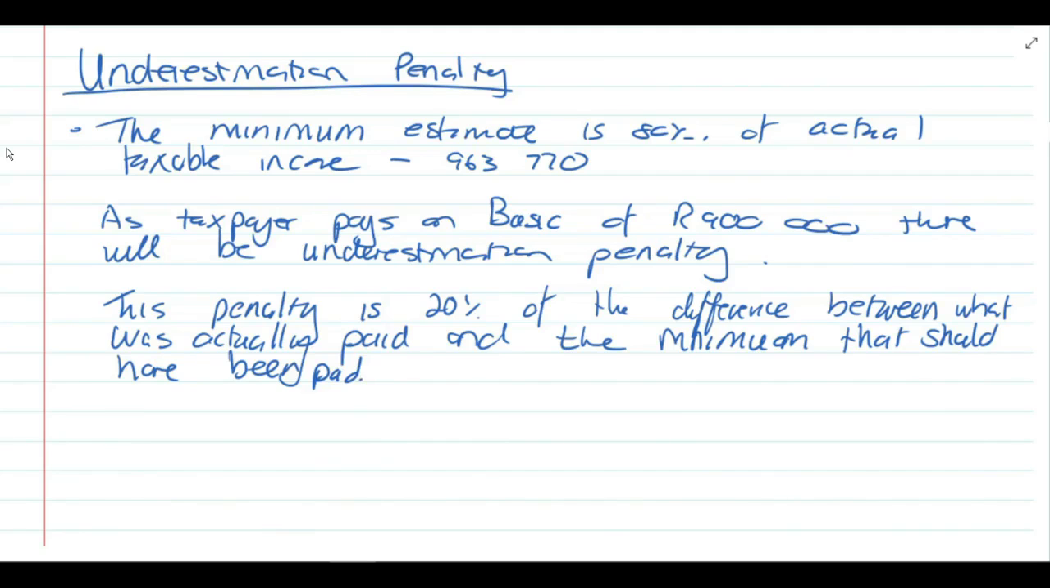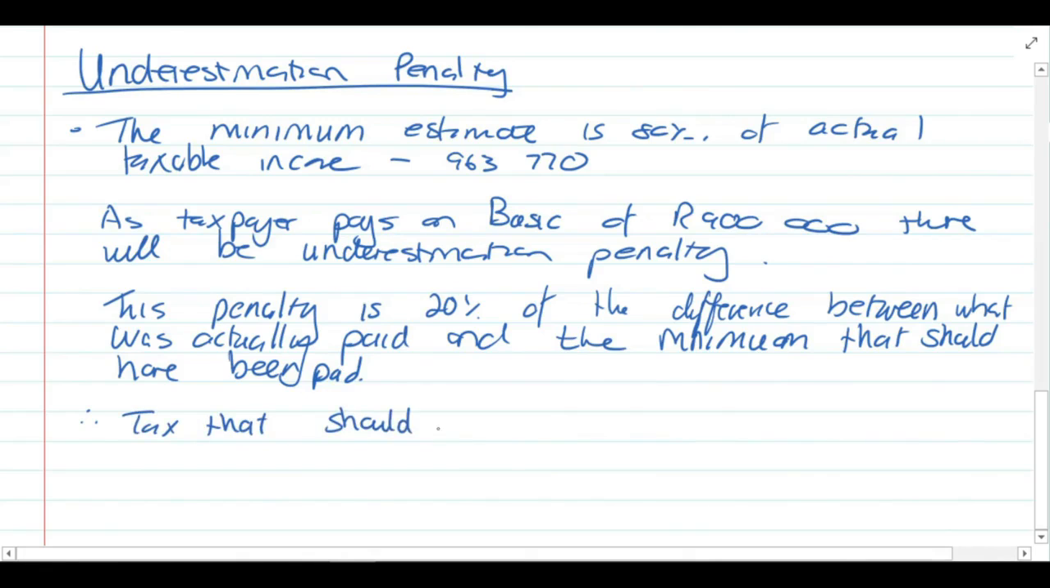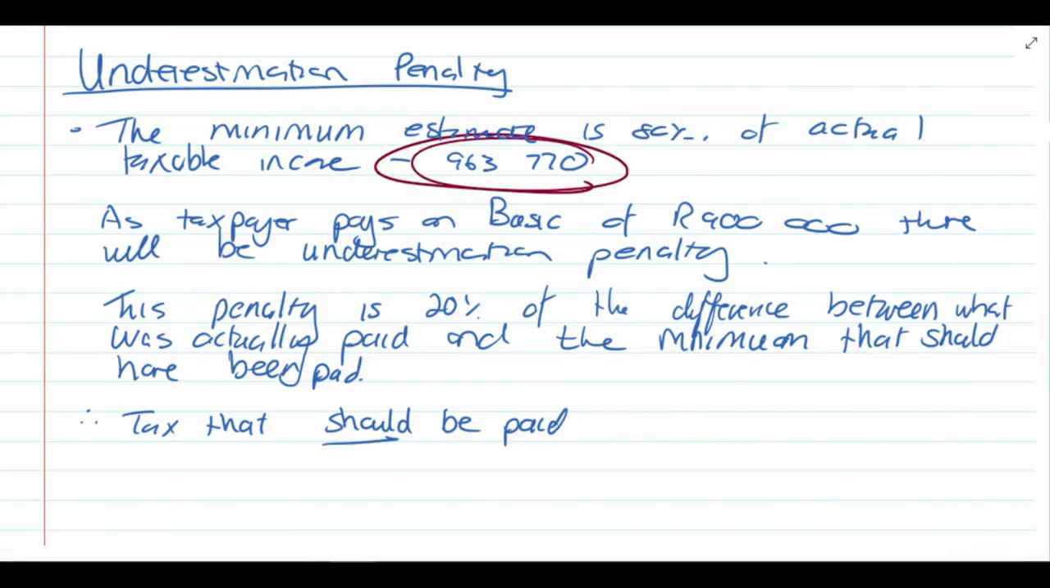Okay, so how do we then calculate it? So thus, the tax that should be paid. So what would be the tax if she pays 960 or estimates the taxable income to be 963,770?